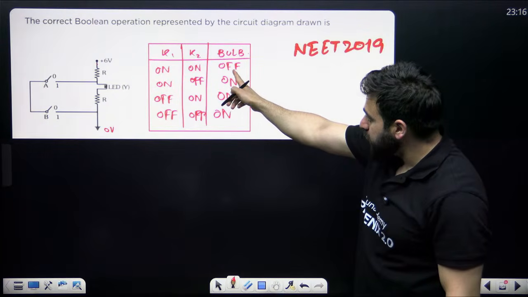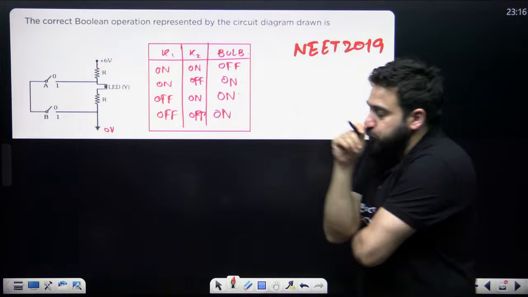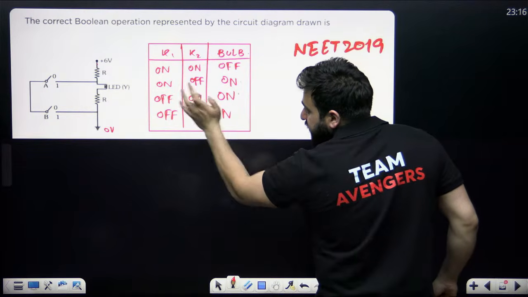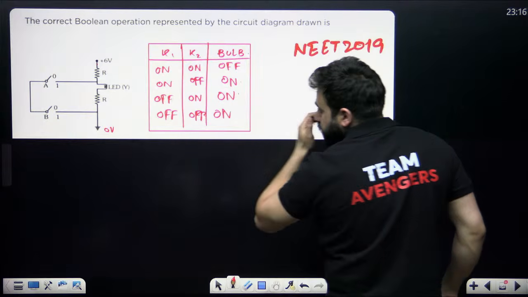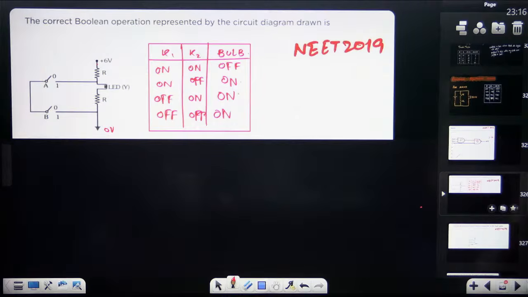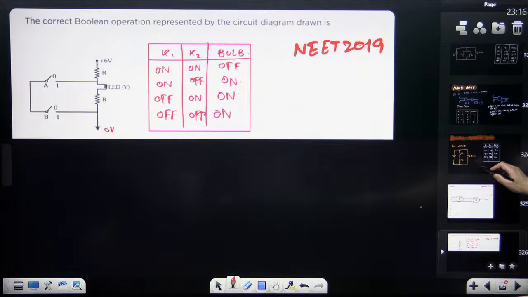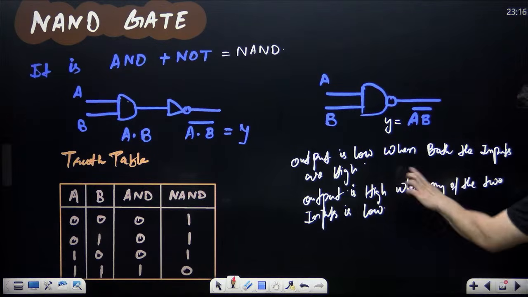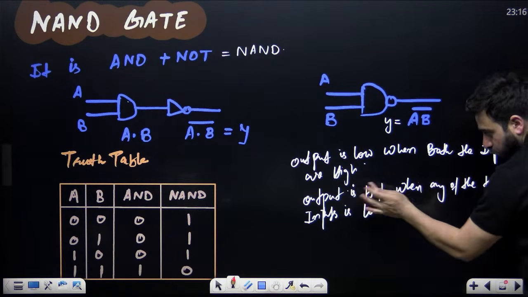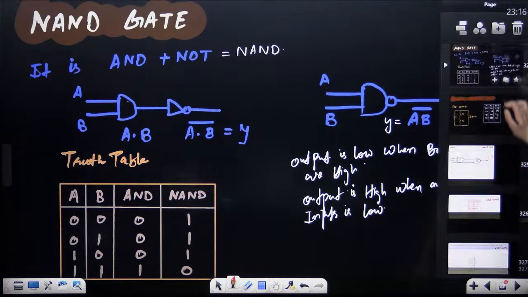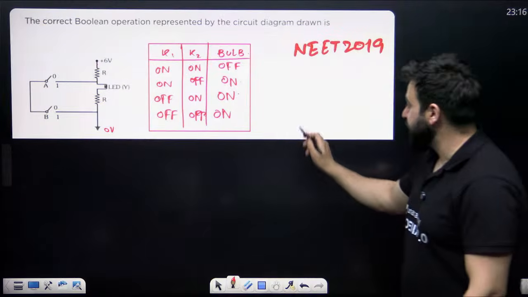Output is low when both the inputs are high. And output is high when any of the two inputs is low. Output is low when both the inputs are high, and output is high when any of the two inputs is low. So it is a NAND gate.